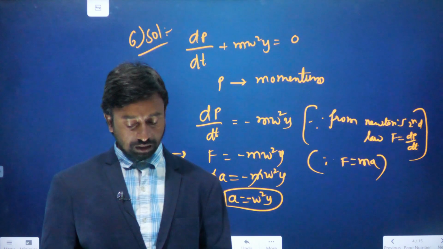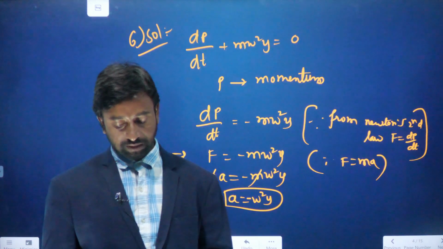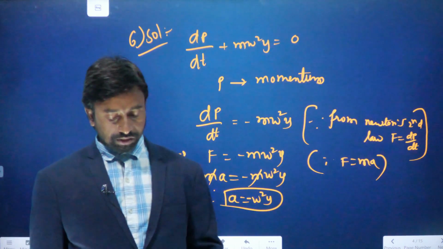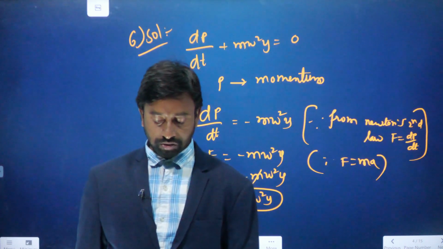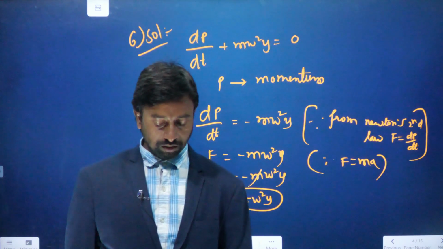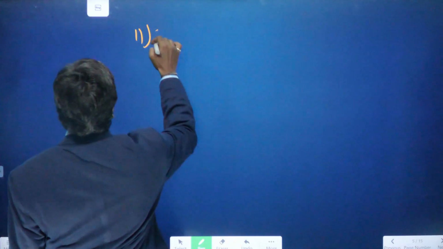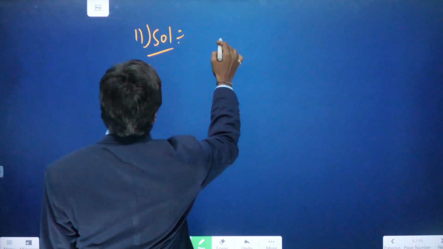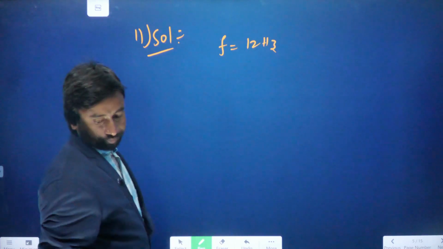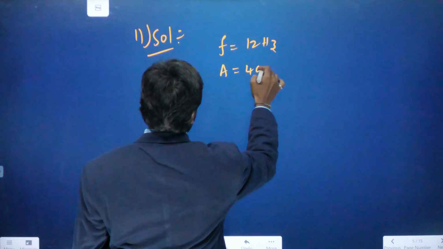Now the 11th one, you see here. The frequency of a particle performing SHM is 12 hertz. Its amplitude is 4 centimeters. If the initial displacement is 2 centimeters towards the positive extreme position, its equation for displacement is asked. We'll write the data given in the question. Frequency F is 12 hertz, and amplitude, denoted by the letter A, is 4 centimeters.